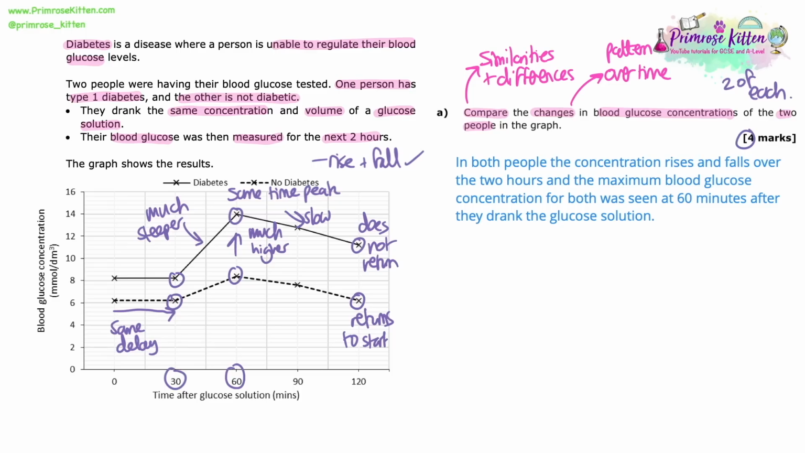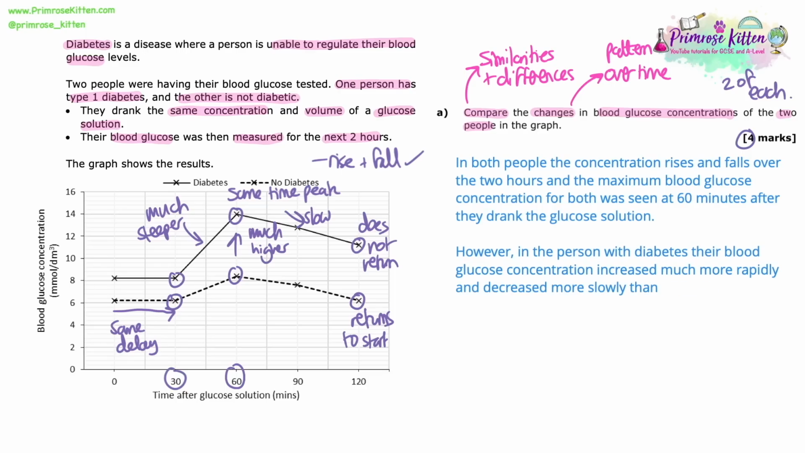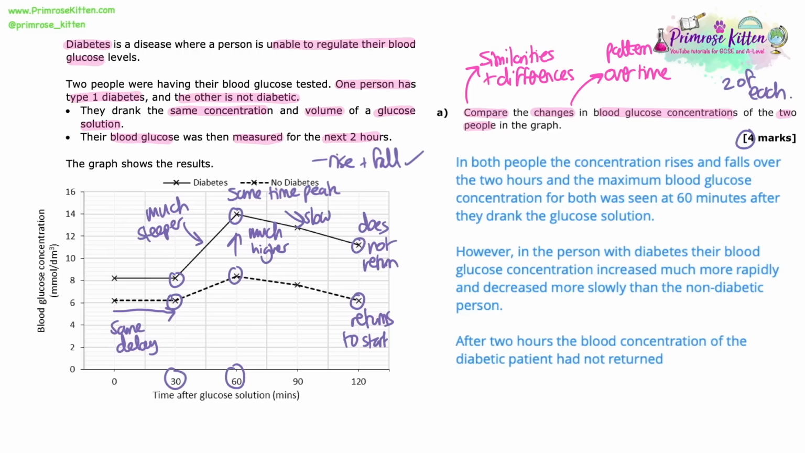So first I'm going to talk about my similarities. In both people, the concentration rises and falls over the 2 hours, and the maximum blood glucose concentration for both was seen at 60 minutes after they drank the glucose solution. Then on to my differences. However, in the person with the diabetes, their blood glucose concentration increased much more rapidly and decreased more slowly than the non-diabetic person. And then finally, I'm just going to add one more difference just to make sure that I've got everything covered, because it's a nice easy one.